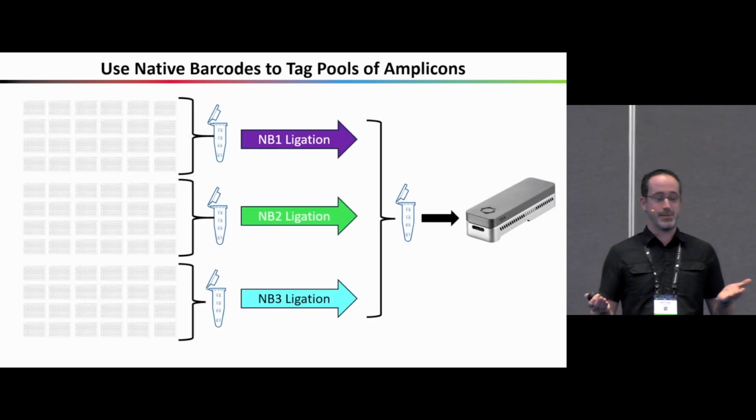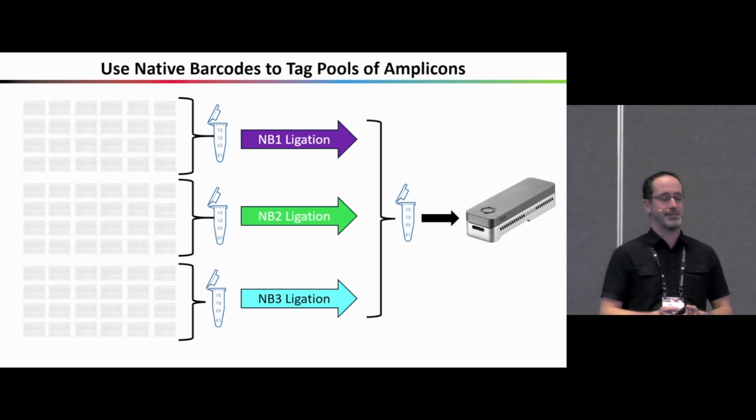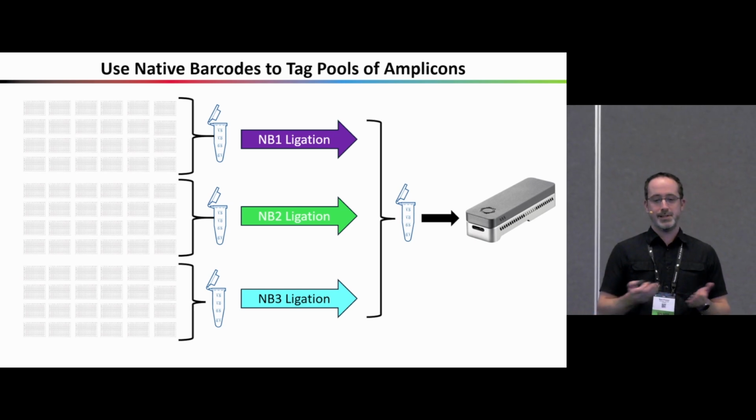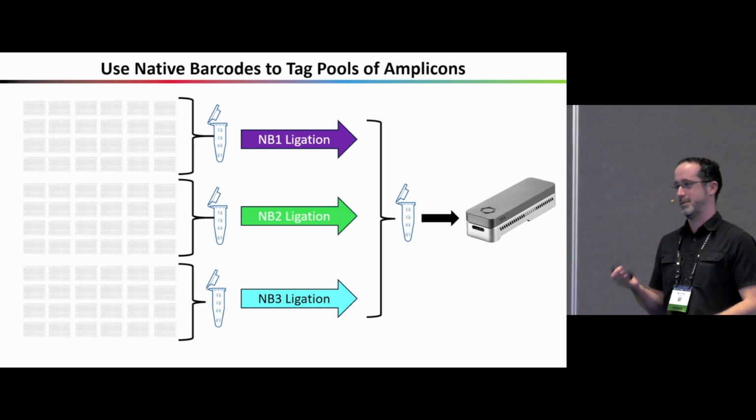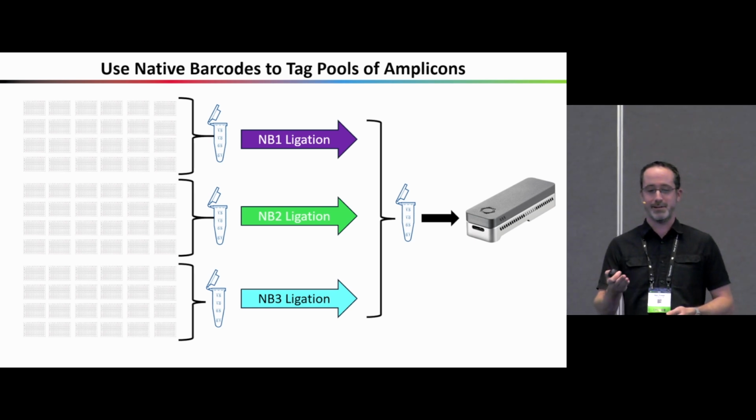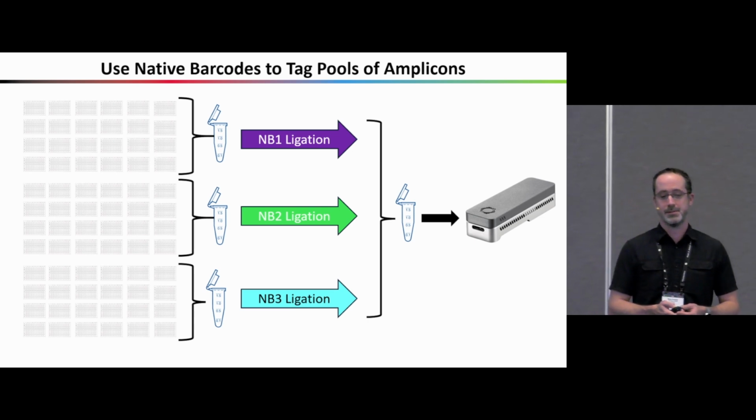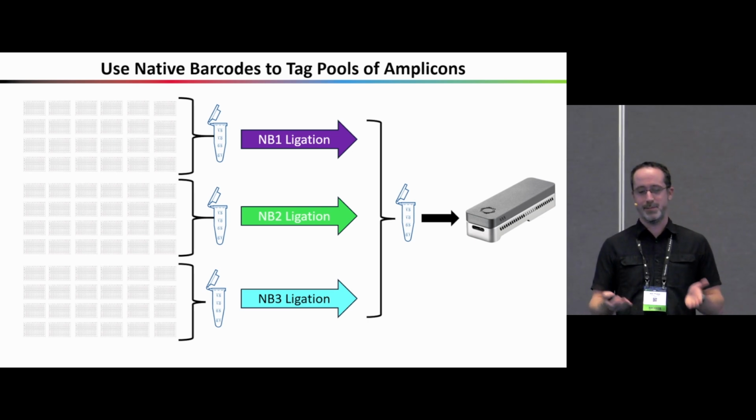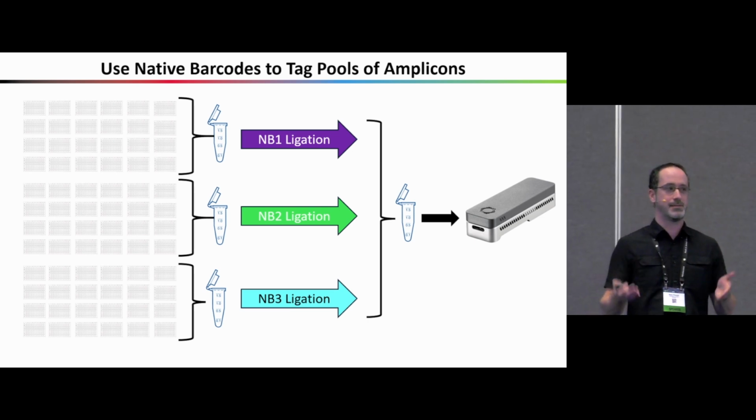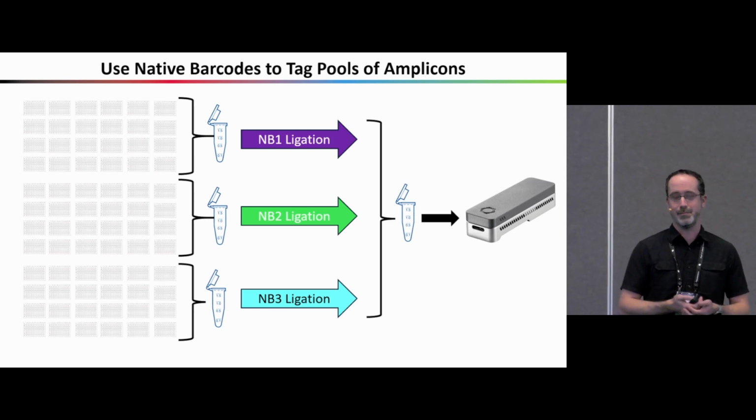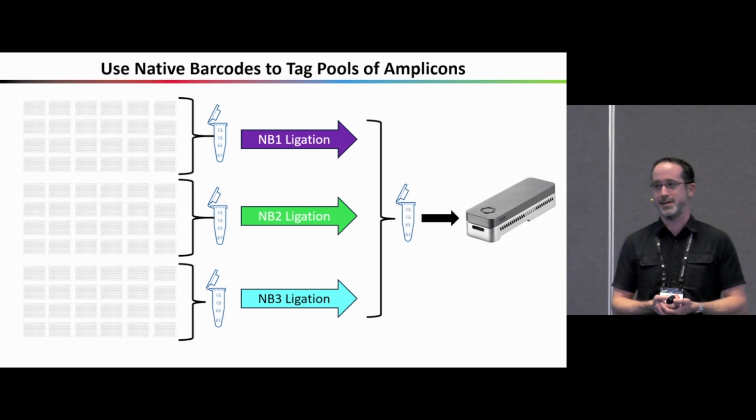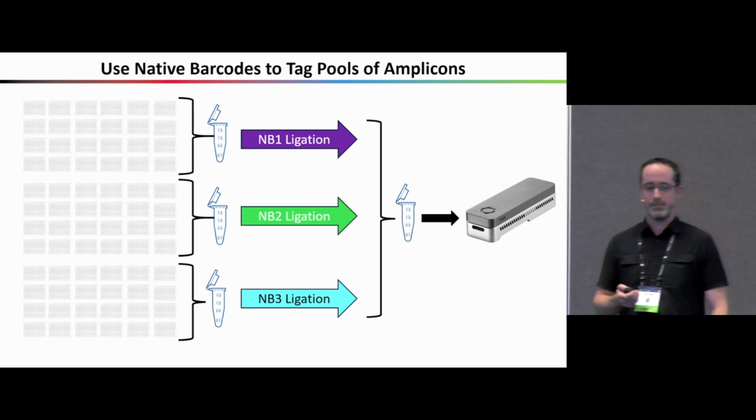So let's say you do this 3 times, and you generate 3 pools of tagged amplicons. You could then sequence those directly by using 3 different flow cells, or you could use ONT's native barcodes and ligate a different native barcode onto each of those pools. And then you can pool those together and basically sequence your pools of pools. So this is the general way you can increase the number of samples drastically that you can sequence at any one time.